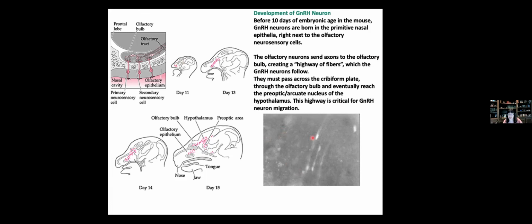Okay, so this is actually some pictures of migrating GnRH neurons. I thought I had this as a movie, but I don't. But there are movies out there, so you can actually see them migrating along through this system.